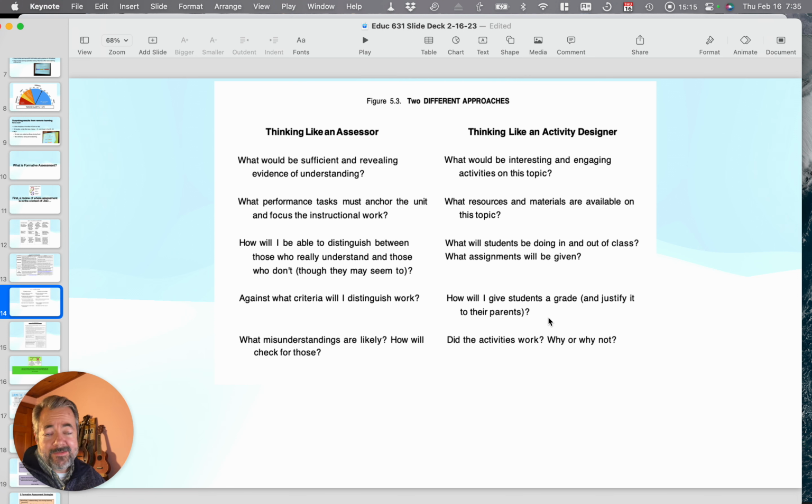And then, of course, the activity designer is thinking, oh my gosh, what do I give them for a grade? Is it a C plus? Is it a B minus? And I know that sometimes we have to give grades. That's just something our school requires. But how deep is that grade?